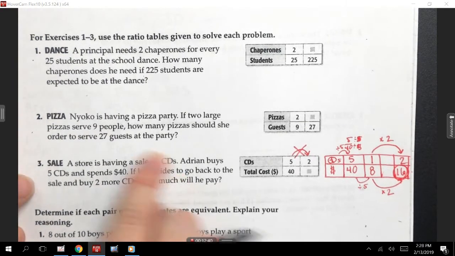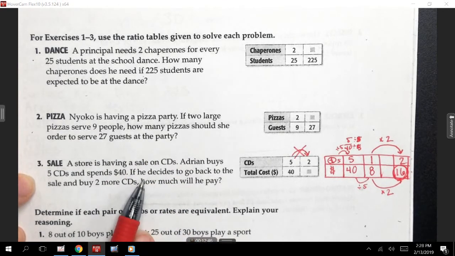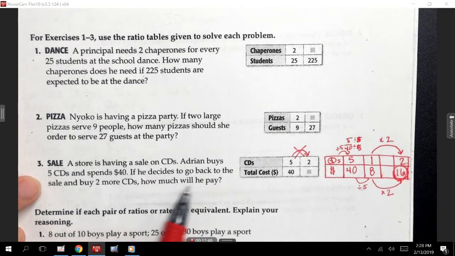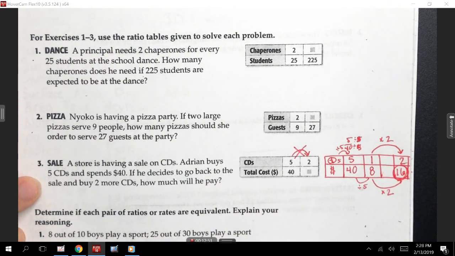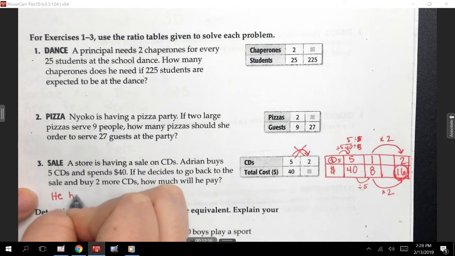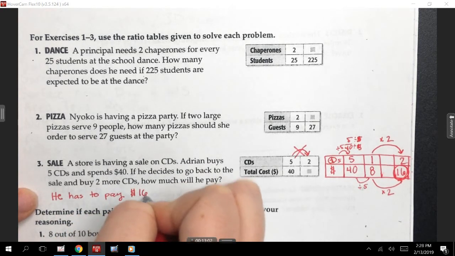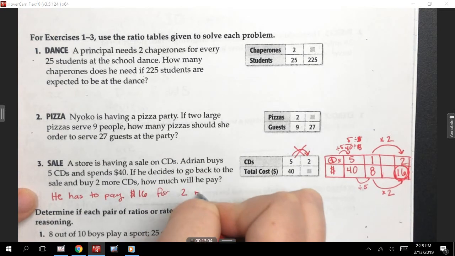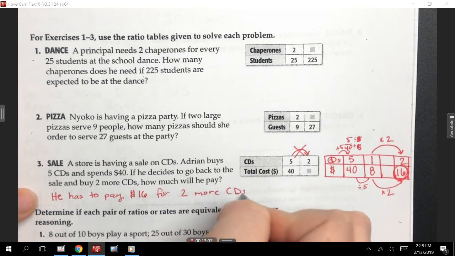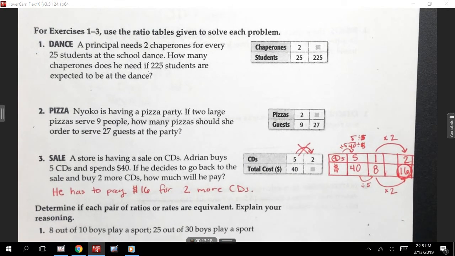Remember, guys, if I'm given a written out question in a word problem like this, I want to write out a good answer. What would be a good answer if it says he decides to go back to the sale and buy 2 more CDs? How much will he pay? Give me a good sentence for that, Kaya. He has to pay $16 for 2 more CDs. Excellent. That was a great sentence, Kaya. Perfect. All right. Questions about those?